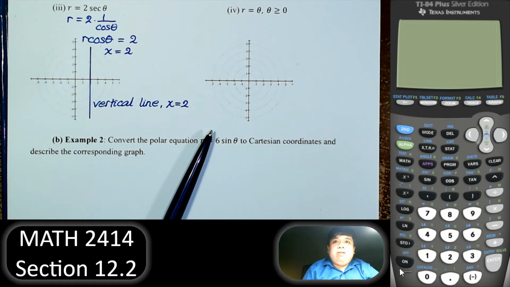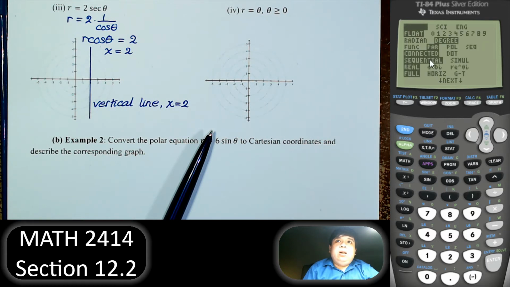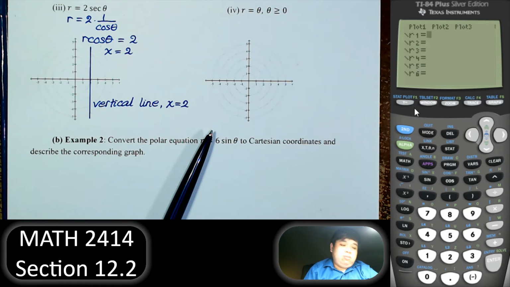If we want to graph in the calculator, we can do that too. Hit mode, function, parametric, polar, sequence. We're going to graph the polar. If we're going to graph, make sure it's in radian mode.